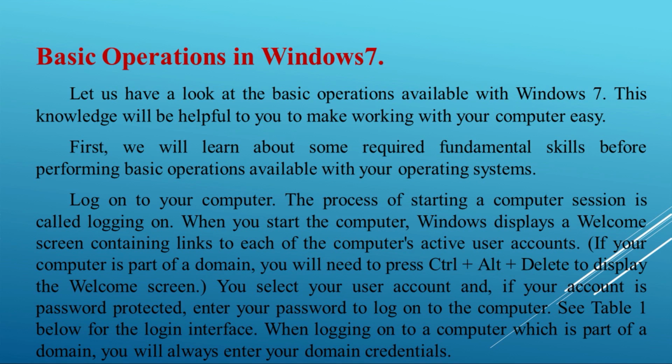Basic operations in Windows. There are 3 types of operating systems. First, Microsoft Disk Operating System, MS-DOS, second, Linux, and the third, the modern operating system, Windows. So let's talk about Windows. Let us have a look at the basic operations available with Windows 7.